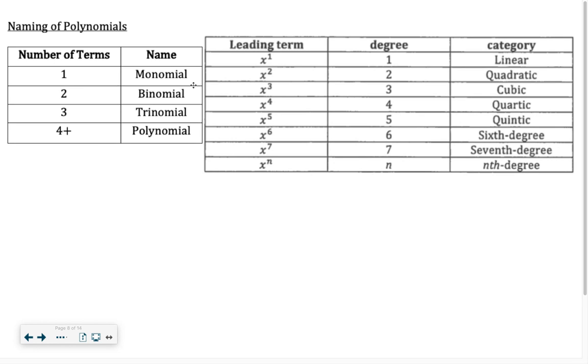Technically, these would be examples of polynomials as well. We just have special names if we have 1, 2, or 3 terms.